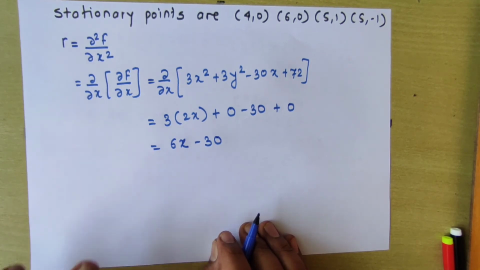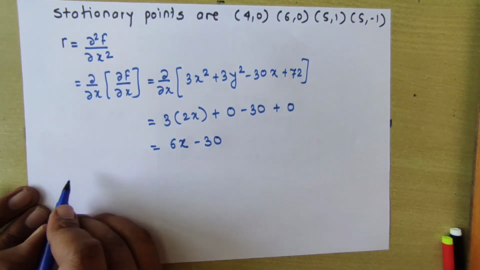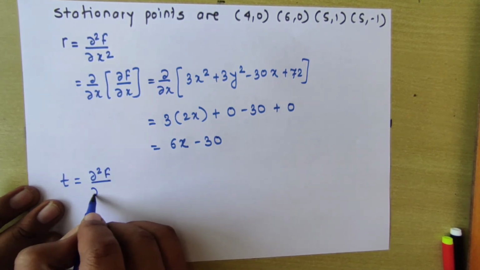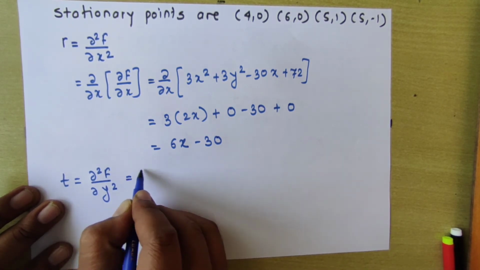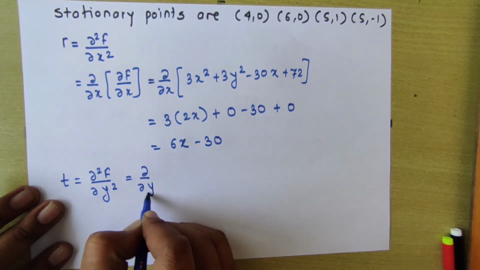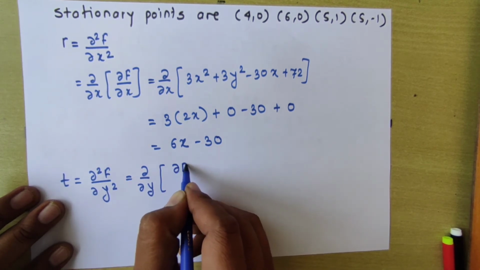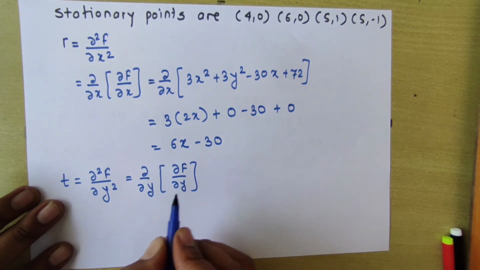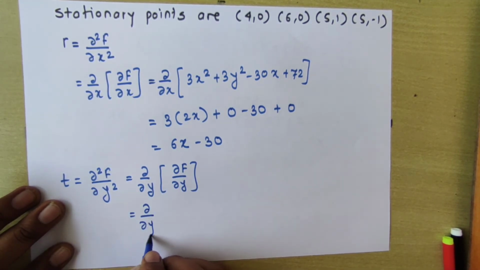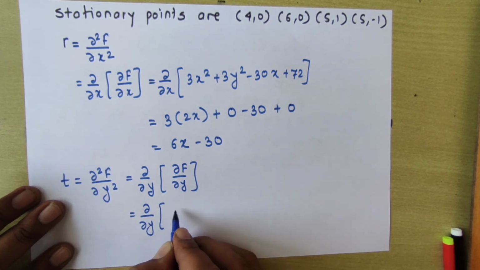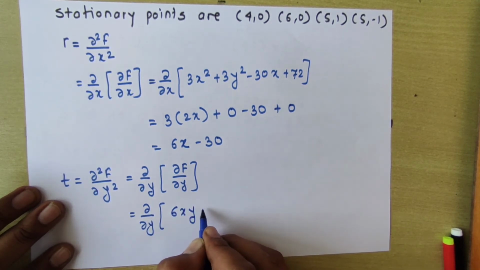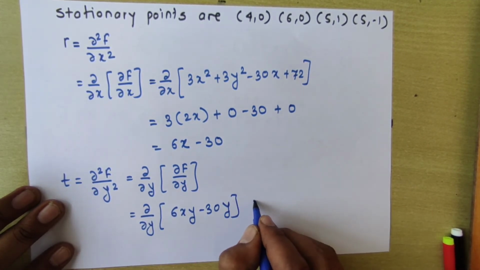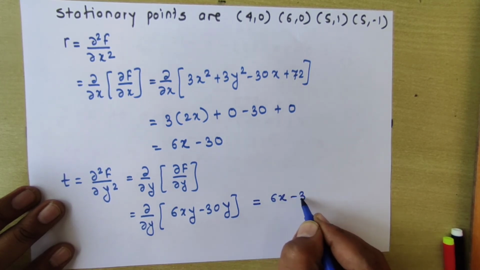Similarly, now we need to calculate the value of t. Now t is nothing but again ∂²f/∂y², that can be written as ∂/∂y of ∂f/∂y. And we know that the value of ∂f/∂y is 6xy - 30y. Now differentiating this with respect to y, we get 6x - 30.